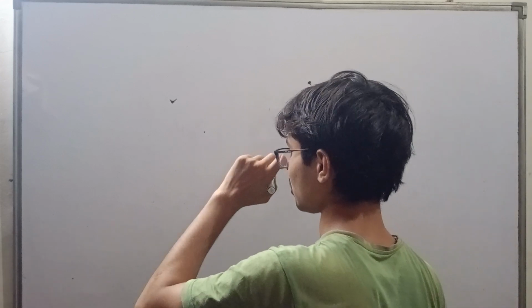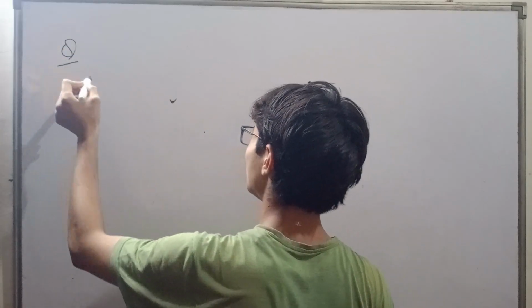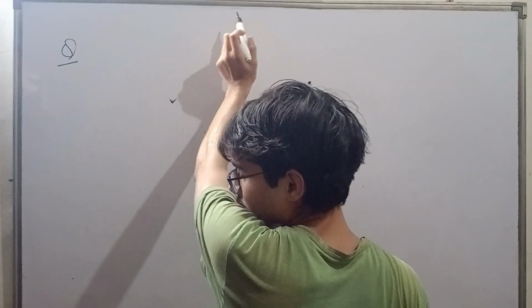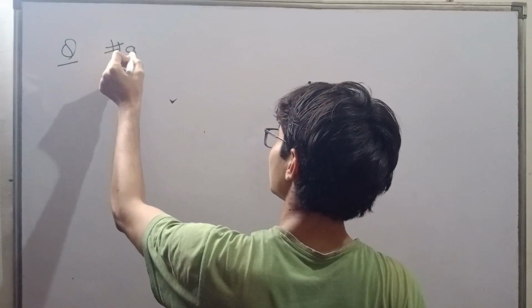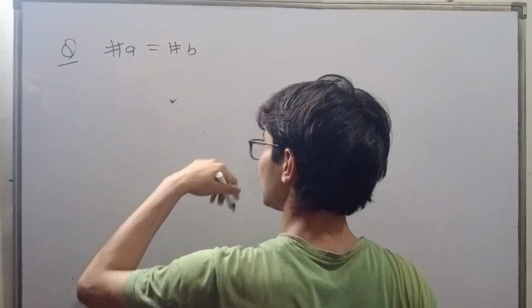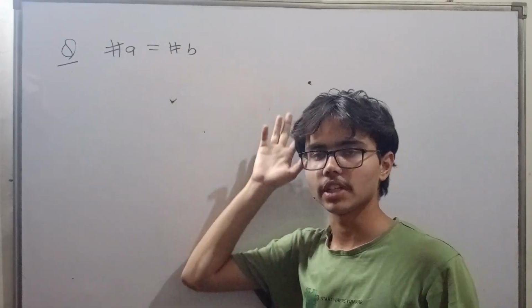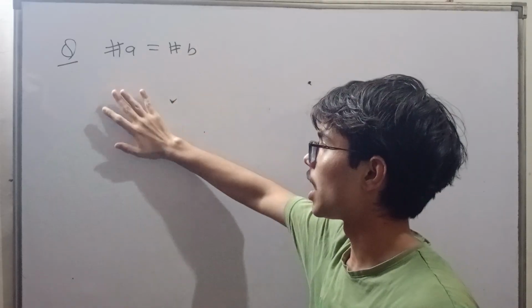Equal number of A, equal number of B. We have to write a context-free grammar for, like it's written in the formal statement, number of A equal to number of B. I don't write the full question, I just write: number of A must be equal to number of B. You have to write the grammar.